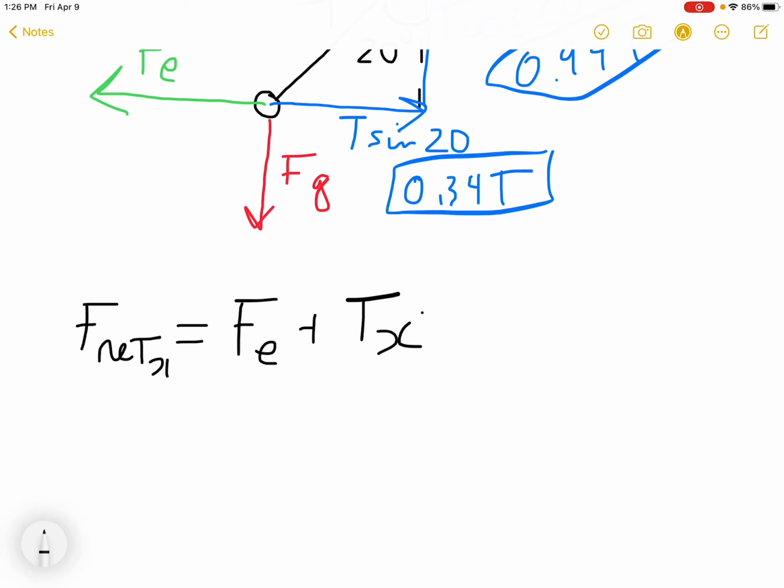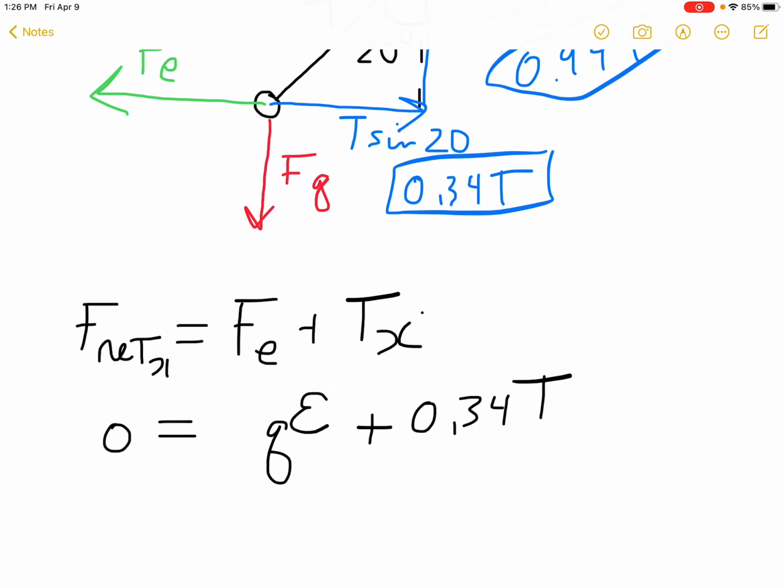Okay, now we know this ball is just suspended here, so we know that the net force is 0. How do we do the Fe again? QE, right? Just like mg, remember, for gravity. So QE, and the x is 0.34 T. Now, let's put in our numbers and let's look at directions.